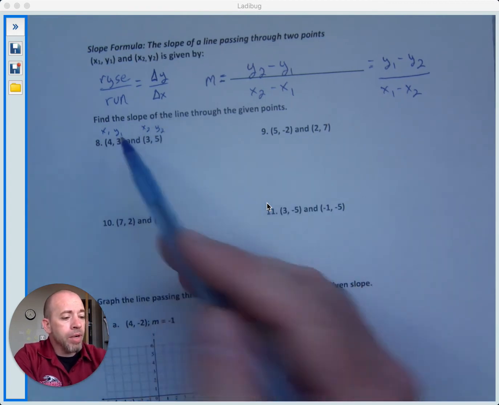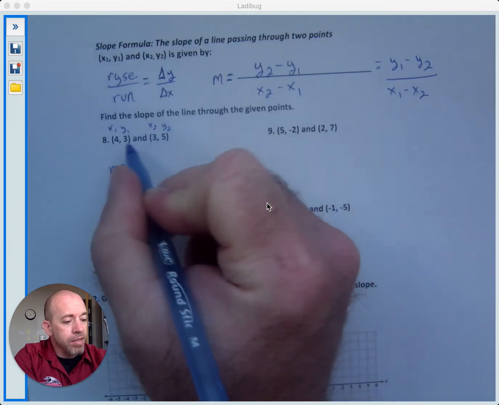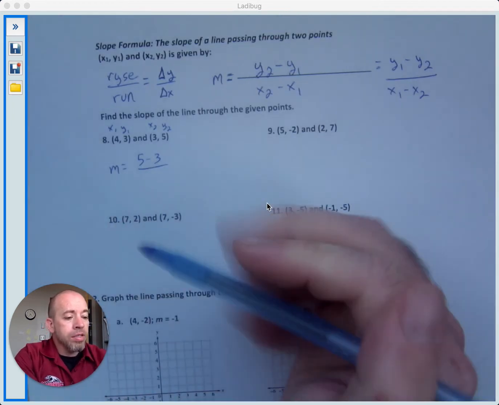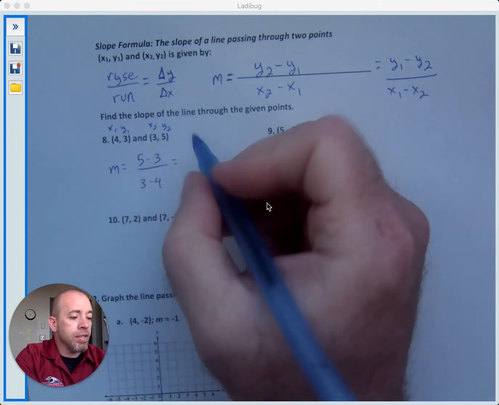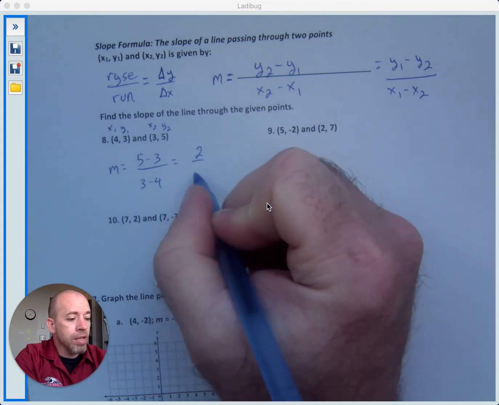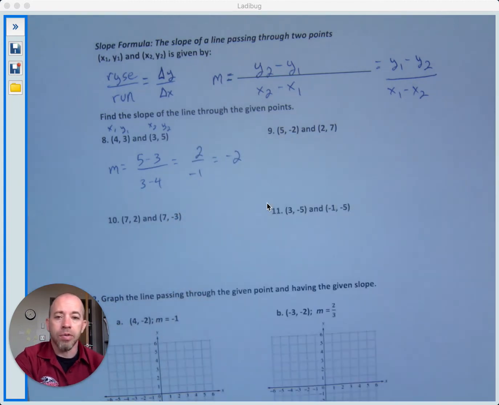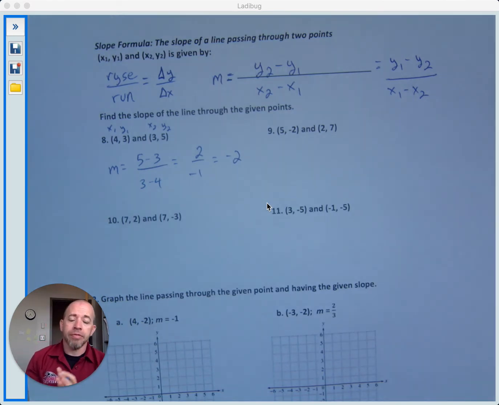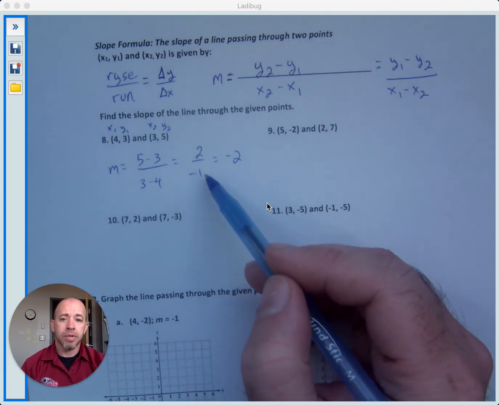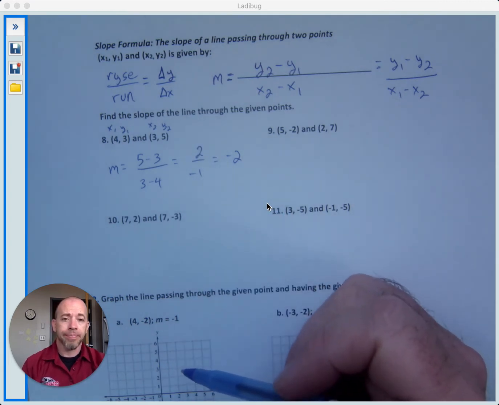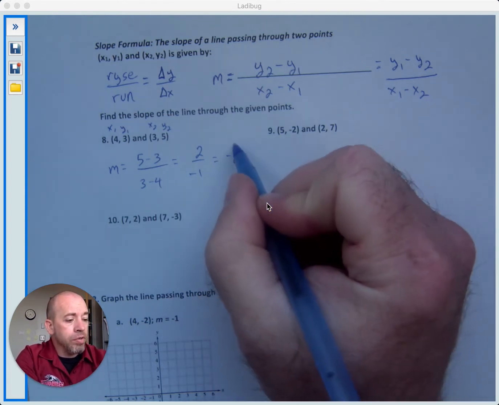So now y2 minus y1, so m is equal to 5 minus 3 on the top, over x2 minus x1, so 3 minus 4 on the bottom, right? So we get 5 minus 3 is 2, 3 minus 4 is negative 1, so we could simplify, that's just negative 2. So that means for every 1 unit change in x, we decrease y by 2 units. Or if we look at the fraction, this means for every 2 units increase in y, we decrease 1 unit in x. So we can think of it that way as well. But our slope is negative 2 here.